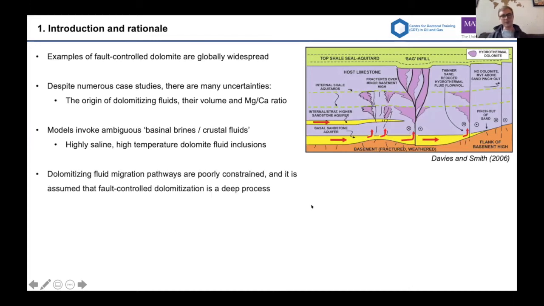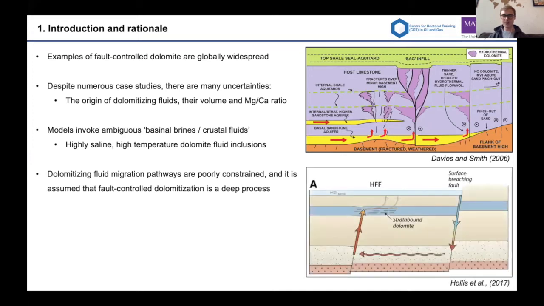Now, one of the main issues with this is that dolomitizing fluid migration pathways are poorly constrained, in addition to the fact that we're not entirely sure where the fluids originate. And it's also assumed that fault-controlled dolomitization is a deep process, generally occurring during basin inversion or deep burial. But recent research has shown that you can have circulation of seawater down surface-breaching faults into basal-clastic aquifers.